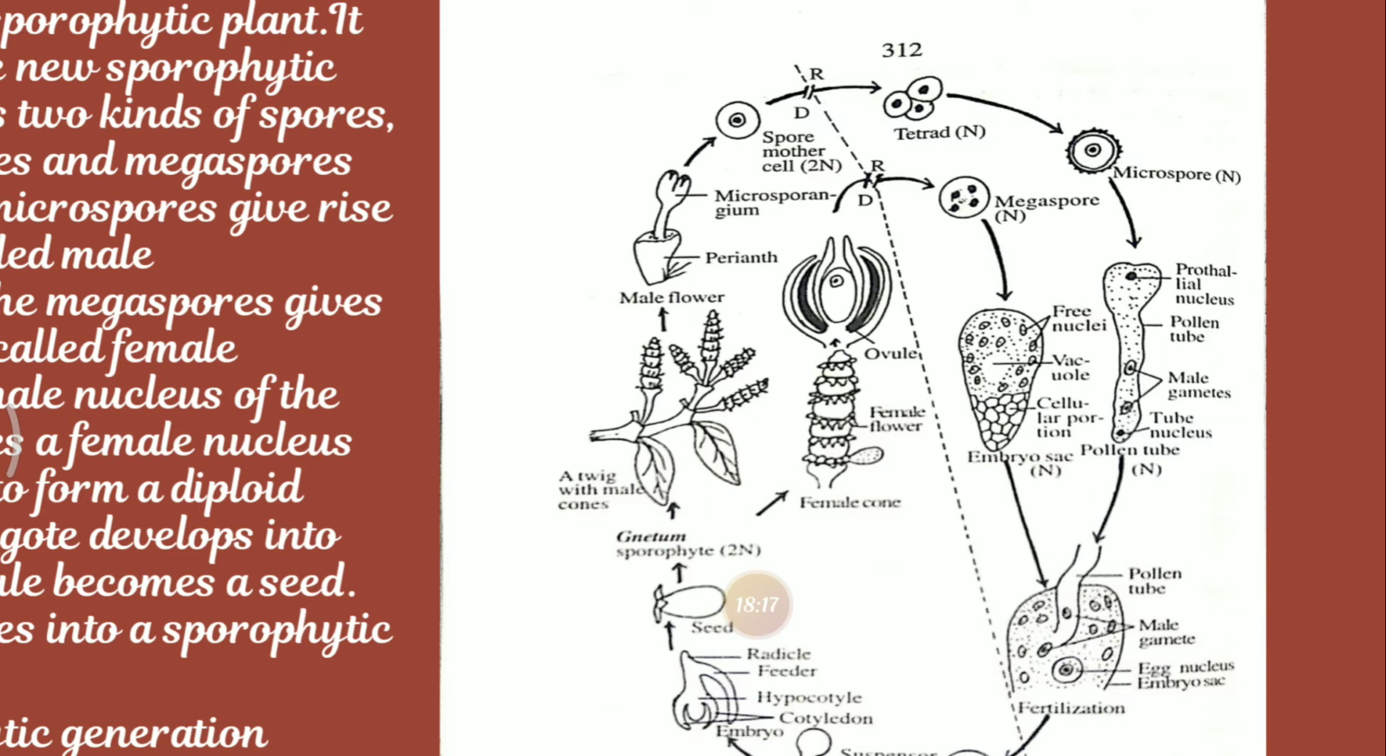So Gnetum is a sporophytic plant body. It is well developed with root system, shoot system and leaf also. So branch, stem, leaf, root, everything is well developed.